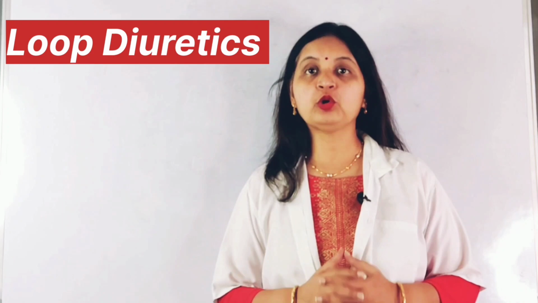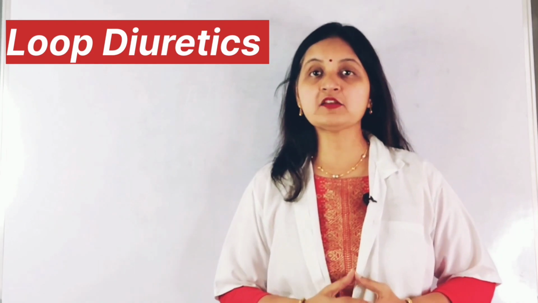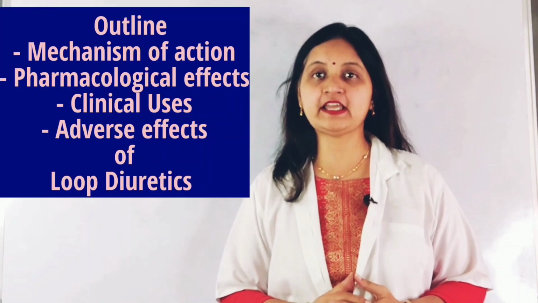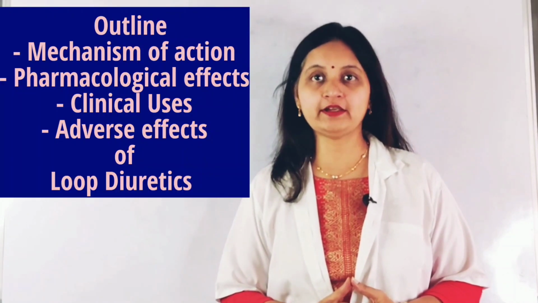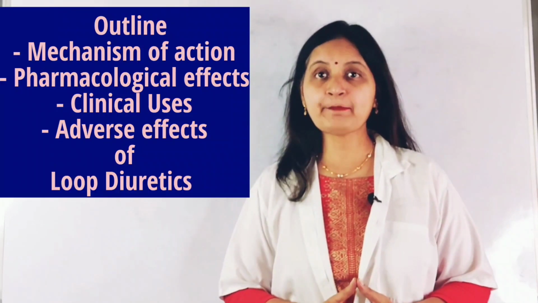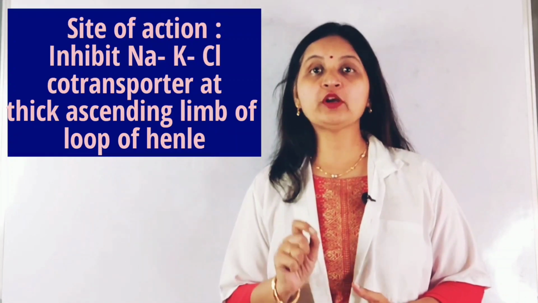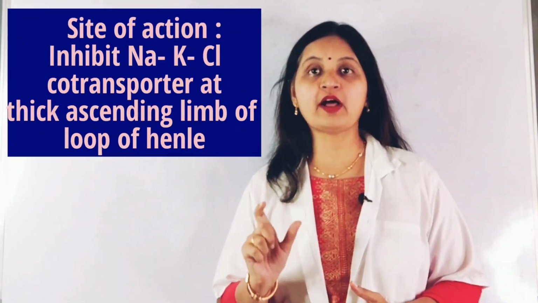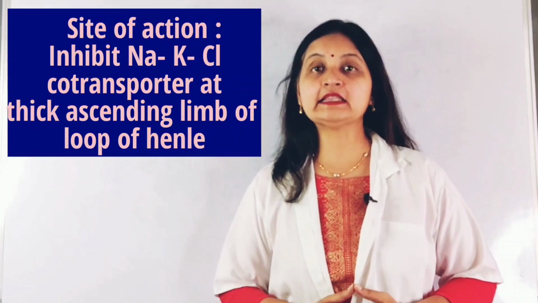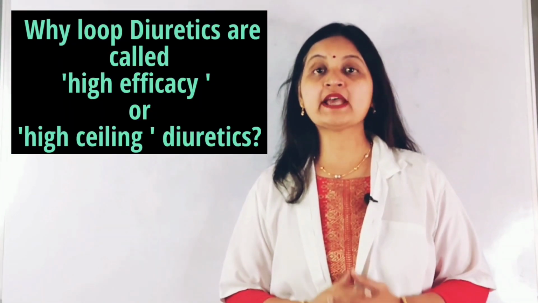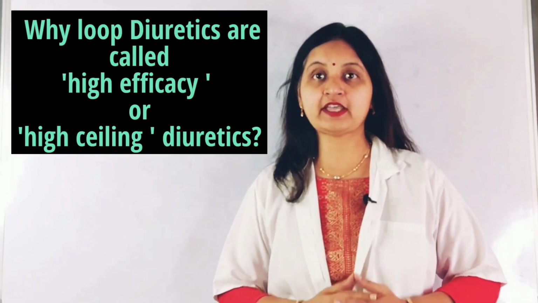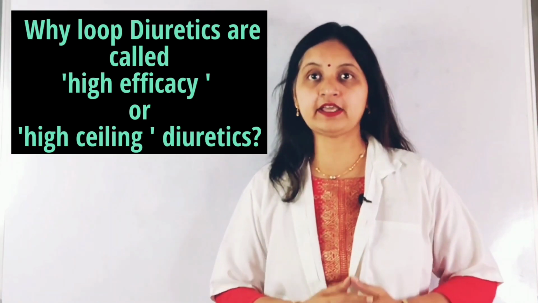I am going to talk about loop diuretics: the mechanism of action, pharmacological effects, clinical uses and adverse effects of loop diuretics. Loop diuretics have the capacity to inhibit the sodium-potassium-chloride co-transporter acting at the thick ascending limb of loop of Henle. These drugs are known as highly efficacious diuretics or high-ceiling diuretics.